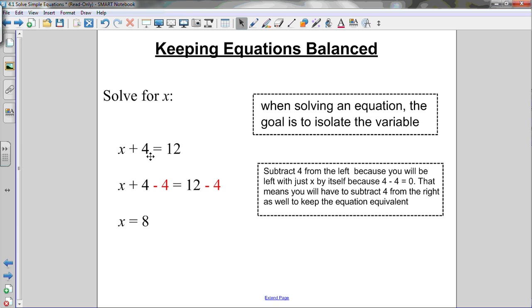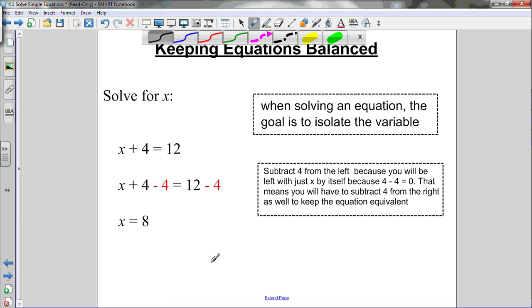So how can I get rid of 4? Well, it would be nice if I could just subtract 4 and it was gone. I can do that as long as I remember to balance my equation. So if I subtract 4 so that this 4 will be gone, I also have to subtract 4 from the right side to keep that equation balanced. If I subtract 4 from both sides, what I'm left with on the left side is just x, because 4 minus 4 is 0. And what I'm left with on the right side of the equation is 8, because 12 minus 4 is 8. So that tells me that x is equal to 8.